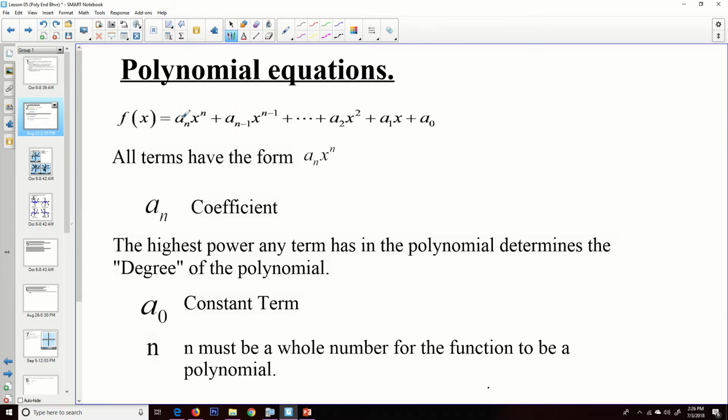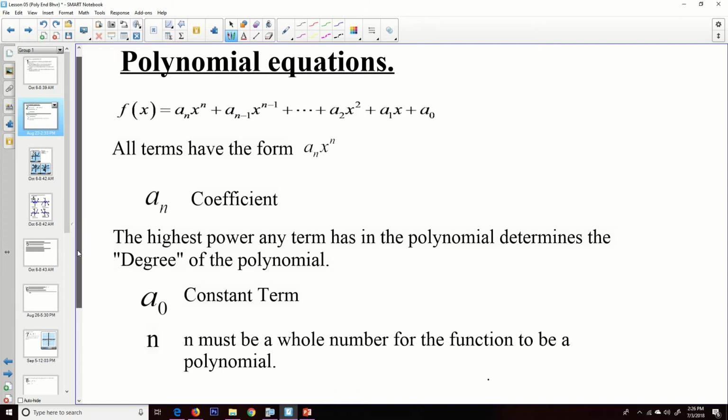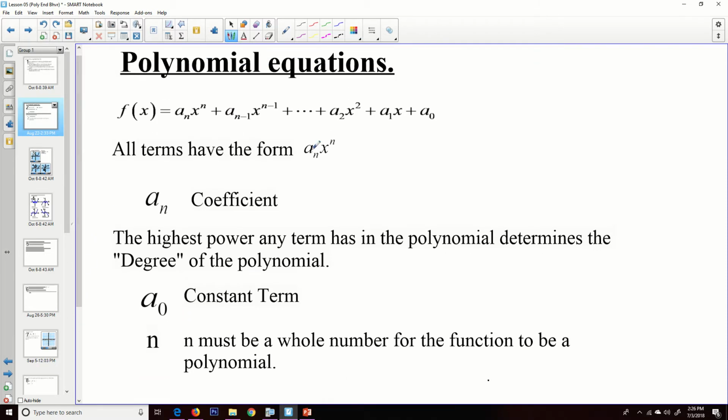And so when you see this kind of an expression here, it's talking about any polynomial function that can take up any form. The reason that there are these 3 dots in the middle is because I do not know how big n is, but it could be any number as long as it fits the rest of the constraints here. So all of the terms have the form a sub n x to the n. Even this constant term, it's a sub 0 x to the 0. We remember that x to the 0 is equal to 1 provided that x is not equal to 0.